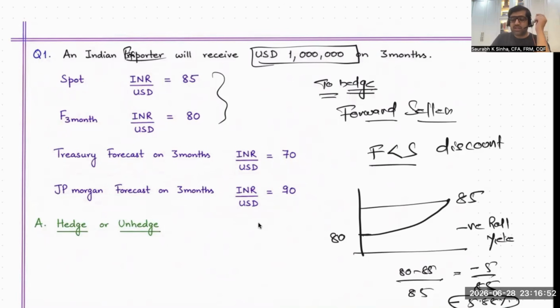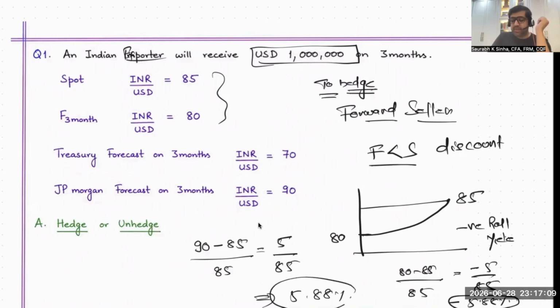If you don't hedge, let's first solve for JP Morgan because it sounds realistic. JP Morgan forecasting is that USD will appreciate and will become 90. So 90 minus 85 upon 85. So this is 5 upon 85. Again, it will come to 5.88%. So if you keep this contract unhedged, then you will make a profit of 5.88%. Because JP Morgan is saying that in the future, USD will appreciate after 3 months, and you're about to receive USD, which you will sell at 90 INR, not 85 or 80 or 70, 90 INR.